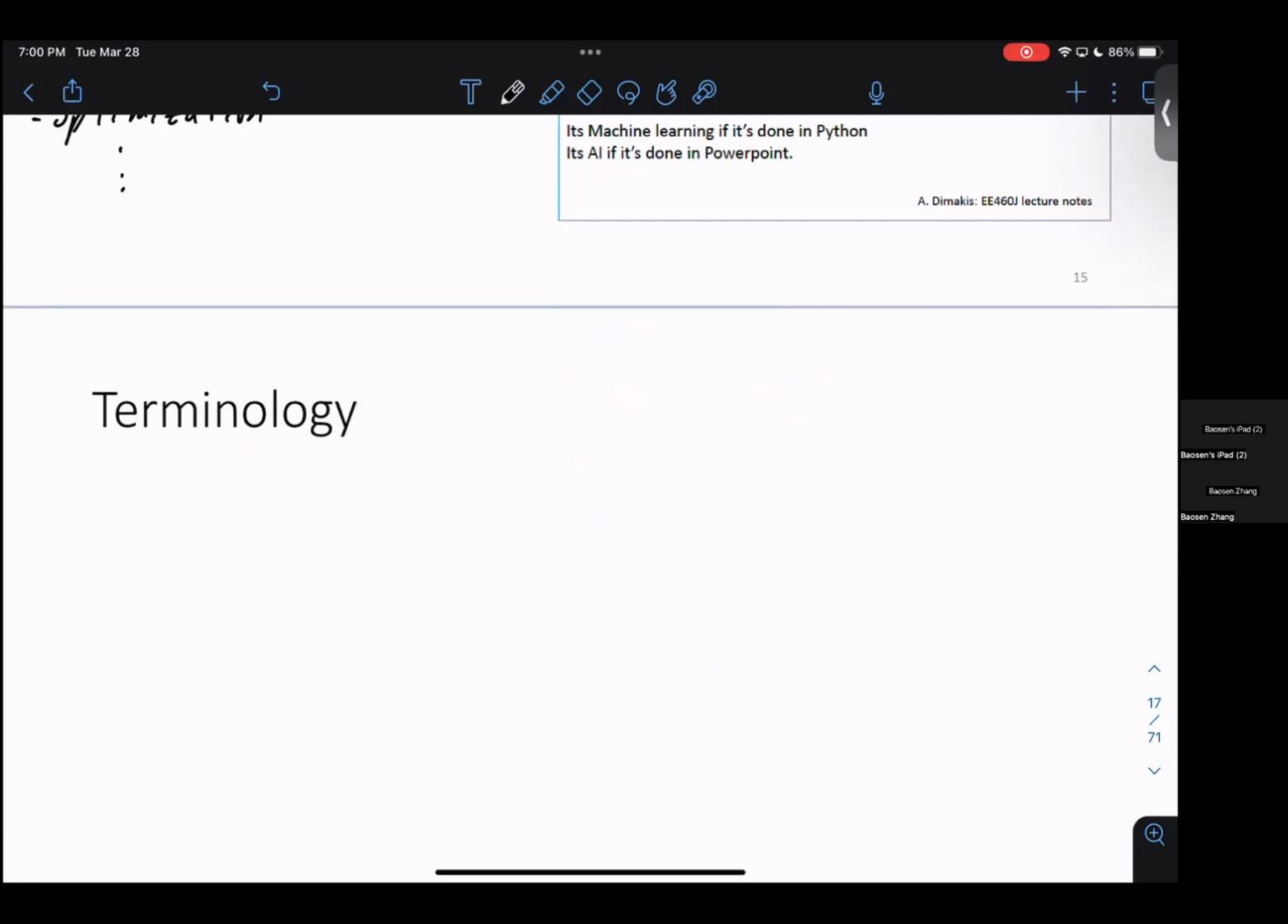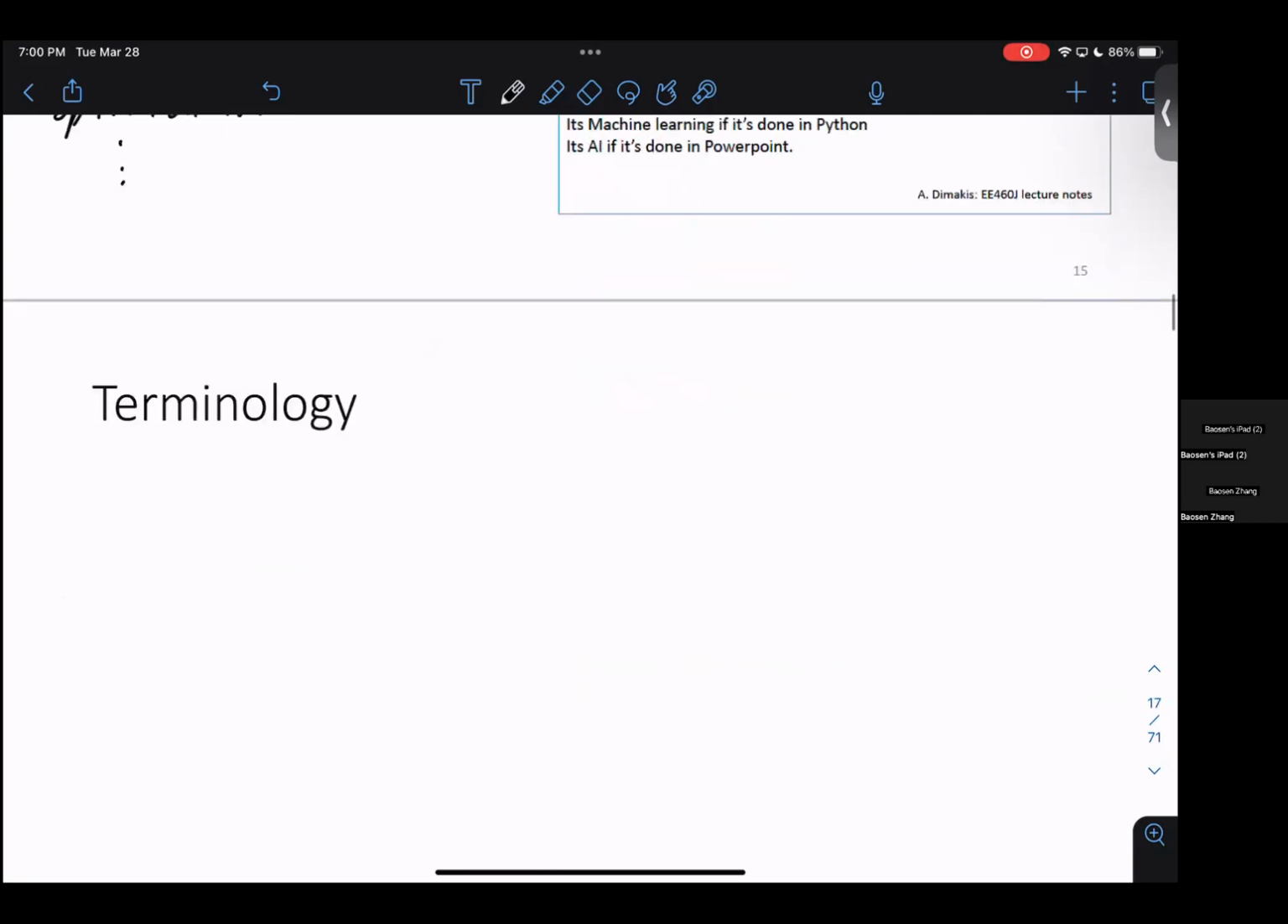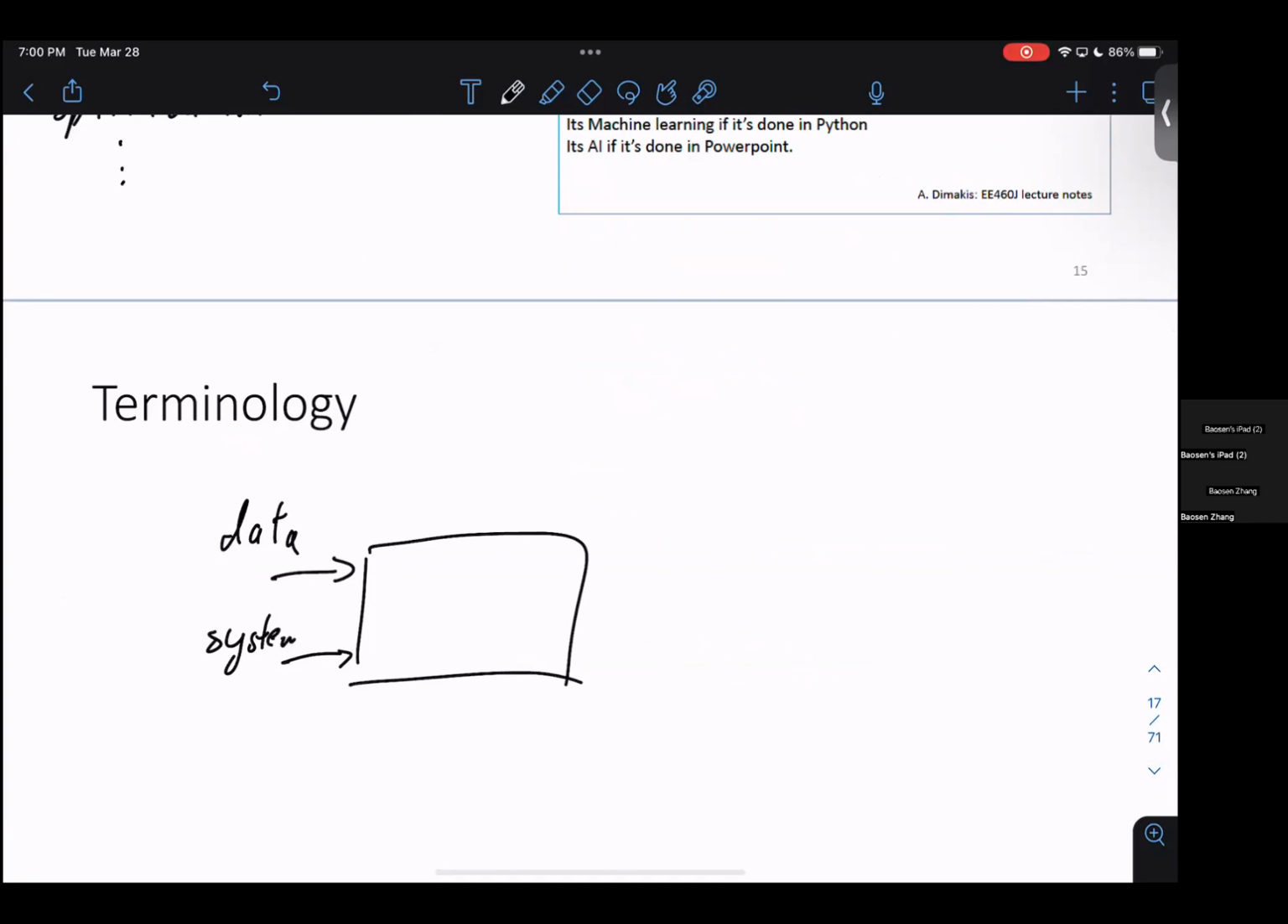Okay, so this is the terminology. The way we think about the problem is we think of data science as, what do we learn? We have a box. Basically, we have data, we have some system knowledge, and as output, we want something that's a useful output.